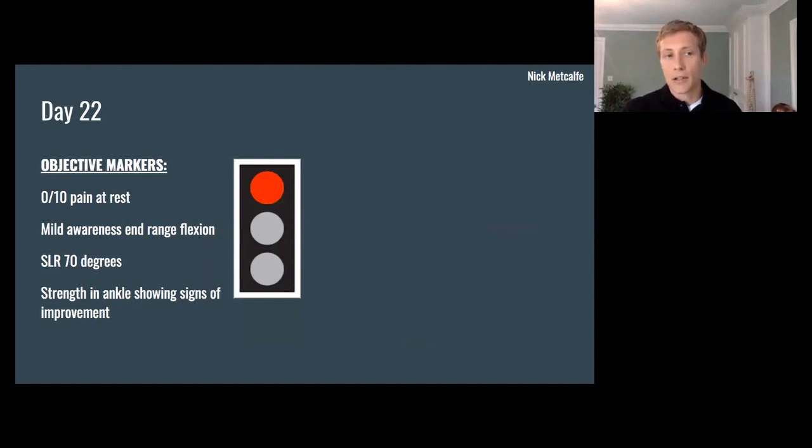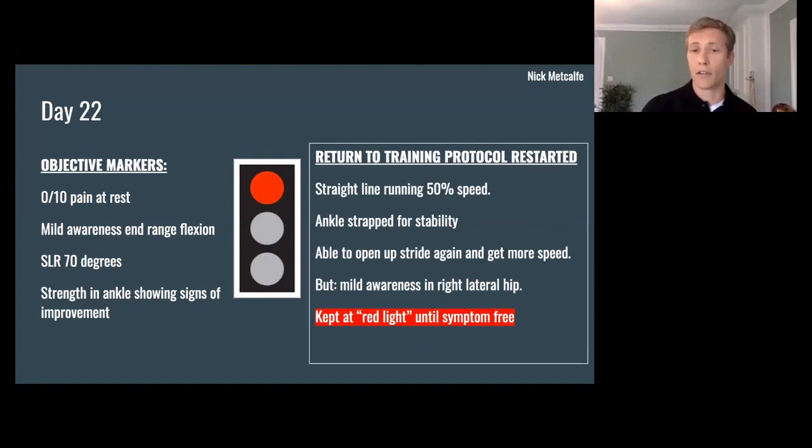Day 22, so we're just over 3 weeks in, no pain anymore, mild awareness at end range flexion, straight leg raises just improved by another 10 degrees over that week, and it is enough on his red light testing for him to be able to open up his stride and get more speed and not get any symptoms or a bit of mild hip pain. So we decide that that's encouraging. We're going to keep him at that level. We're not going to drop him back down. We're not going to progress him. And to note there that he's strapped his ankle for some more stability.